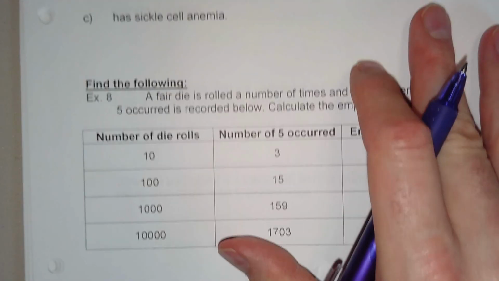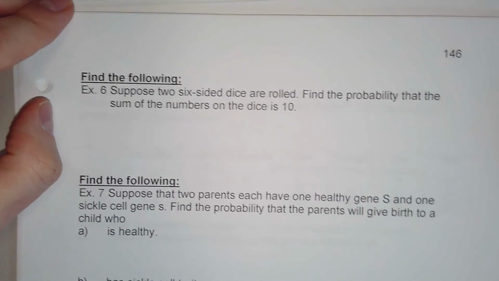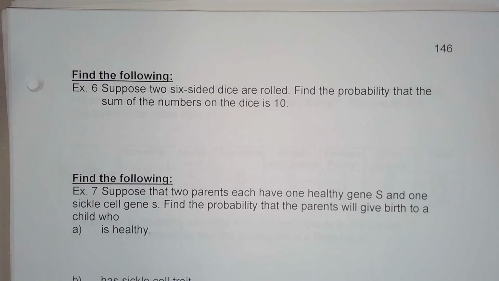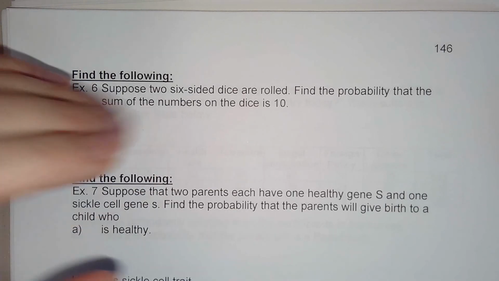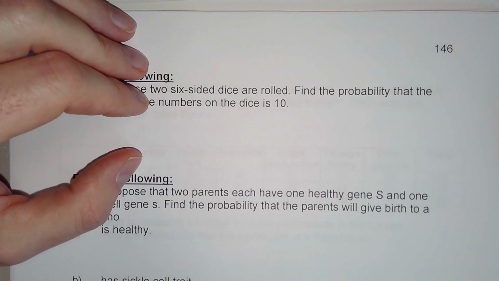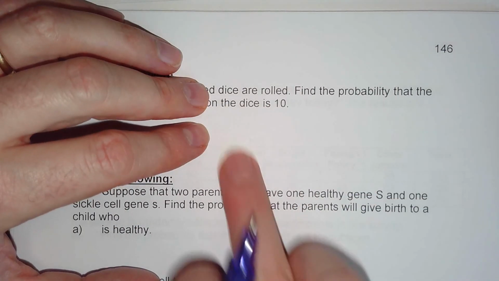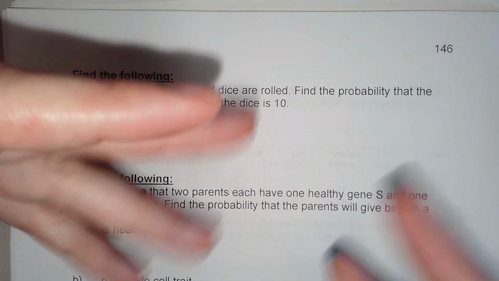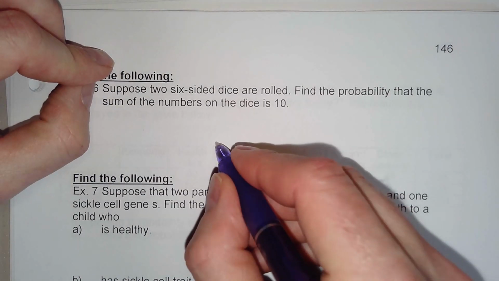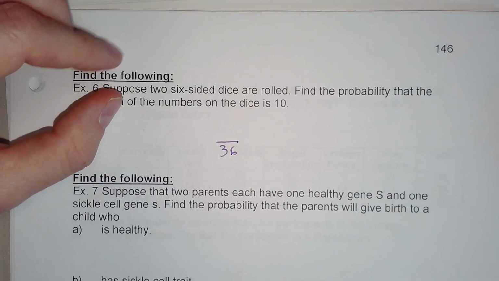All right, let's look at the last one. So let's suppose 2 6-sided dice are rolled. Find the probability of the sum of numbers on the dice is 10. So that's what we did earlier when we first started working with this chapter. We had made a little table, with 1 through 6 here, 1 through 6 here. We found out there was 36 ways you could roll 2 dice. So that's your denominator.